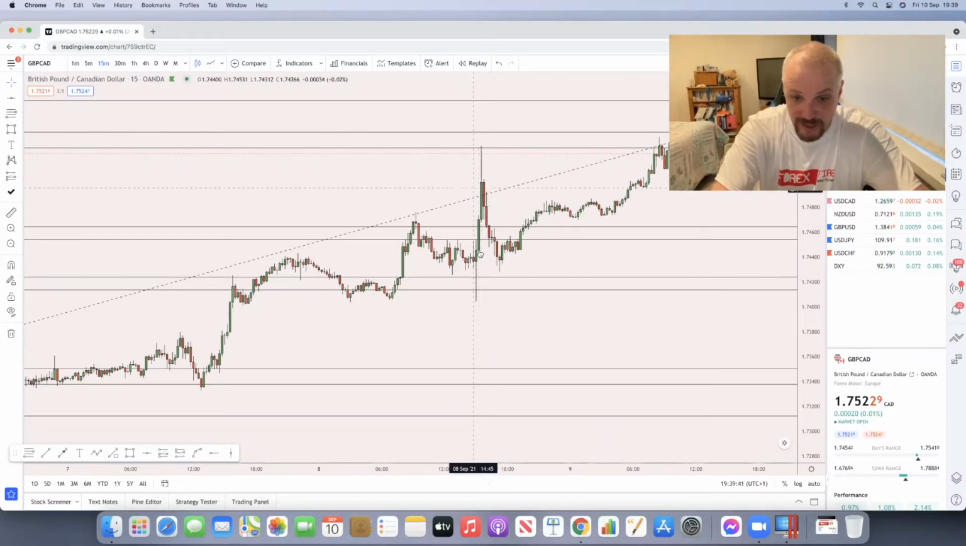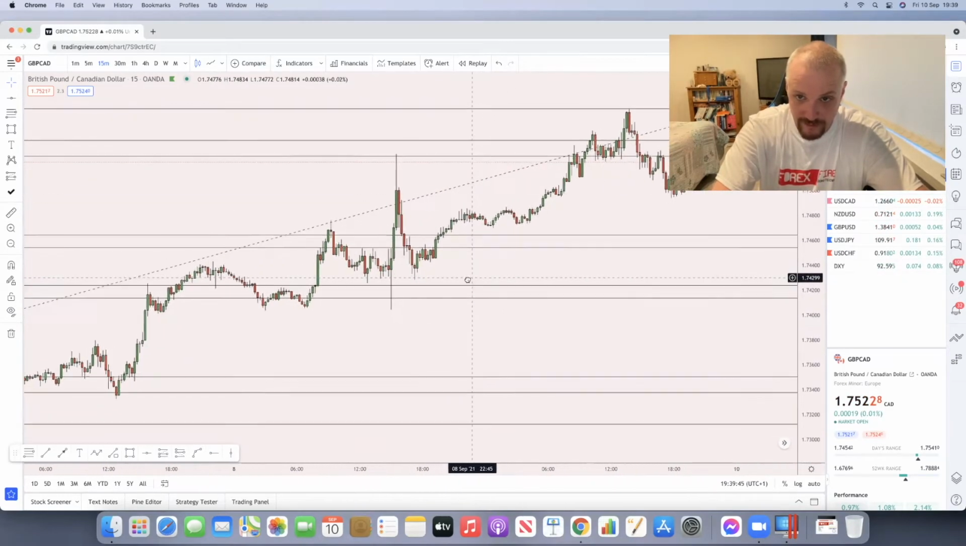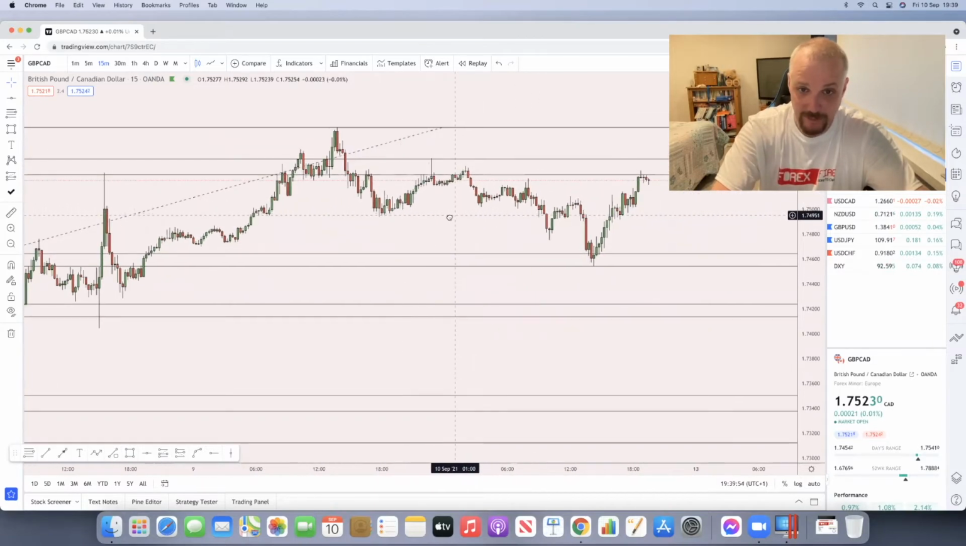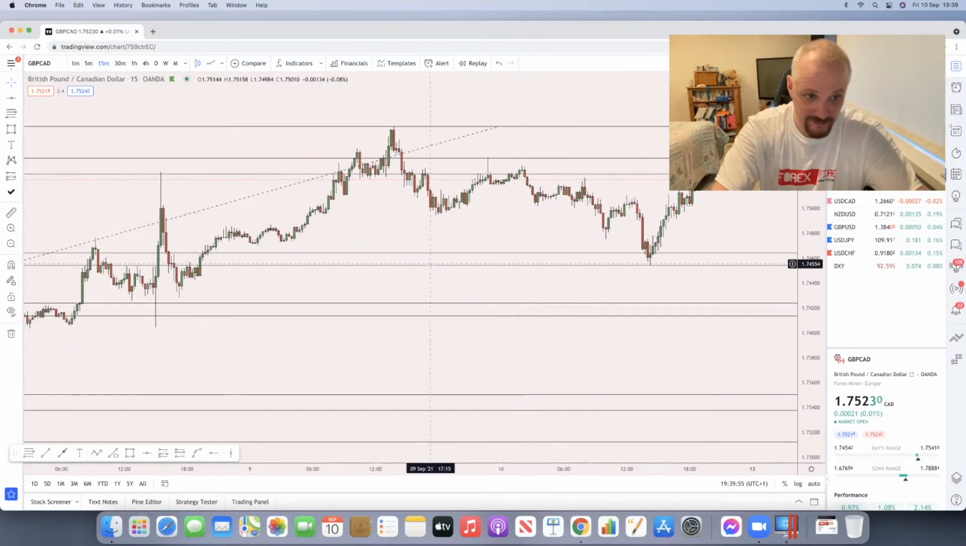So it might have been a bit of news on here. Wick to the bottom, wick to the top. We've come back in, and you'll see as we enter these zones, it's not just the one candle. You'll get the consistency of candles, and this will happen on many time frames.